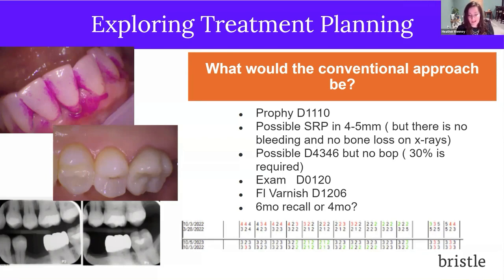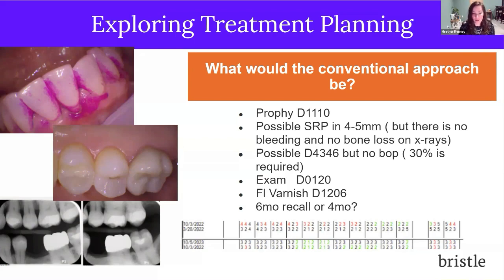She does have 5s, but there's no bone loss and there's no bleeding points. There's the new 4346 code, but because there's no bleeding, she doesn't really qualify for that because we have to have 30% bleeding in order to submit for that code. Some offices would bill out for an SRP in some of these localized areas. But like I said, with the x-ray, there just isn't evidence of bone loss there. So it might not be a covered service.